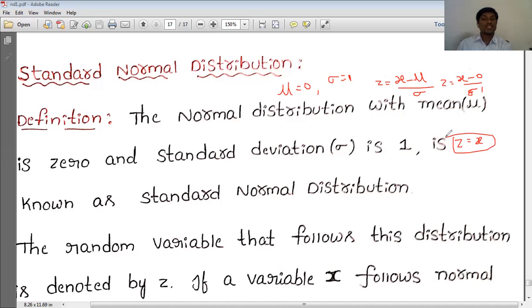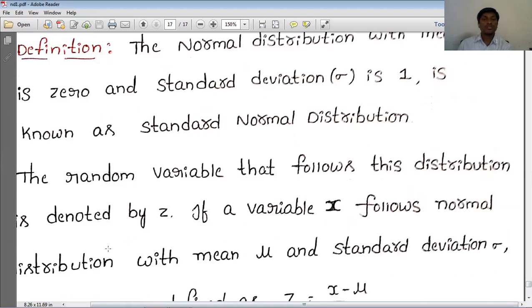If we draw the curve, at the point where x is equal to mu, then z is equal to 0. If x is equal to some other value, like 35 or 45, then we have to calculate z by taking x minus mu by sigma. So the random variable that follows this distribution is denoted by z.